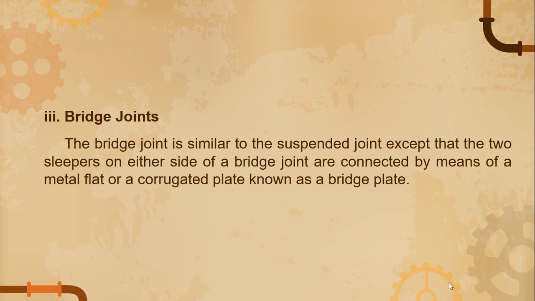So the last type of the rail joint, according to the position of the sleeper, is the bridge joint. The bridge joint is similar to the suspended joint, except that the two sleepers on either side of a bridge joint are connected by means of a metal flat or a corrugated plate known as a bridge plate. So similar lang din daw siya in terms of composition or yung figure niya. Parehas lang sila halos ng suspended joint kung ating titignan.